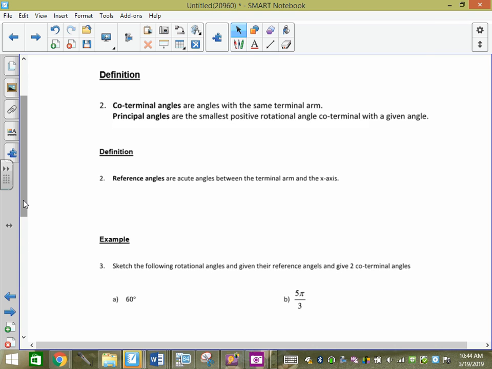Key thing that we learned last year was we didn't learn coterminal angles. I'll deal with those in a second. We learned reference angles. Reference angles are the cute little angles that are between the terminal arm and the x-axis.